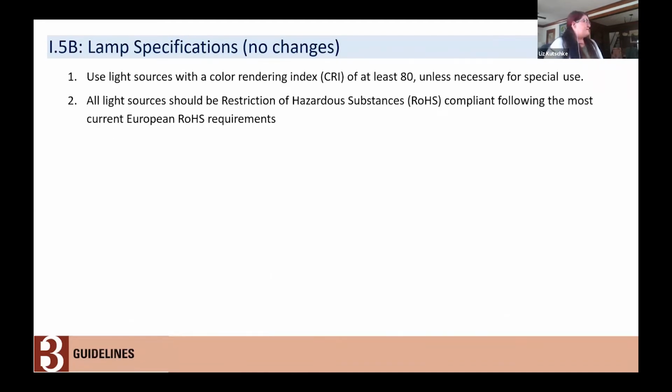Next measure, I5B, is the lamp specifications. And again, no change to this part of the guideline. We are asking that light sources have a color rendering index of at least 80, unless there is a necessary special use case. And then that light sources should be RoHS compliant. And that is about the mercury content of lamps, which is fortunately becoming less of an issue as we move away from some of those older lighting technologies.